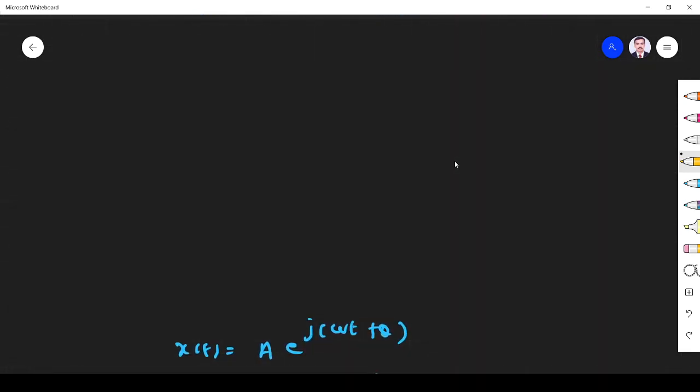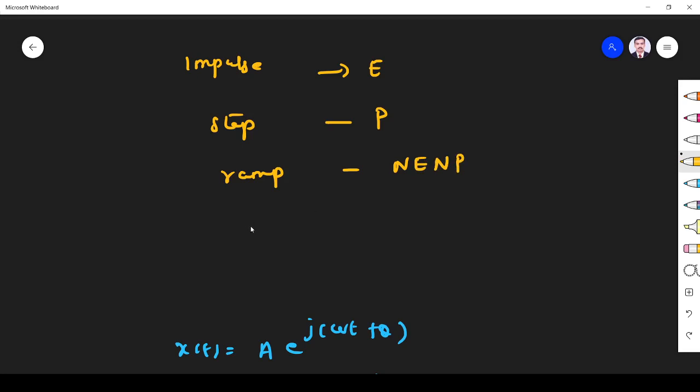Fine. So what conclusion do we make? Impulse is an energy signal. Step is a power signal. Ramp is neither energy nor power. Complex exponential is a power signal. I hope you understand the things clearly. If you have any doubt, please ask me in the comment section. Thank you.